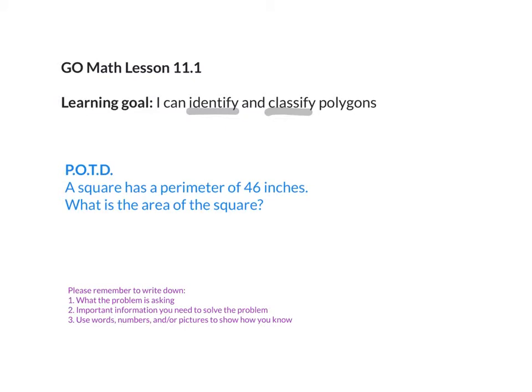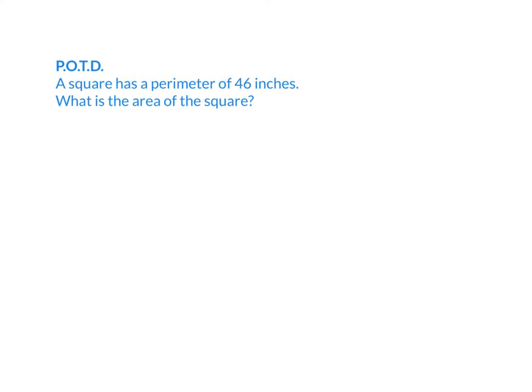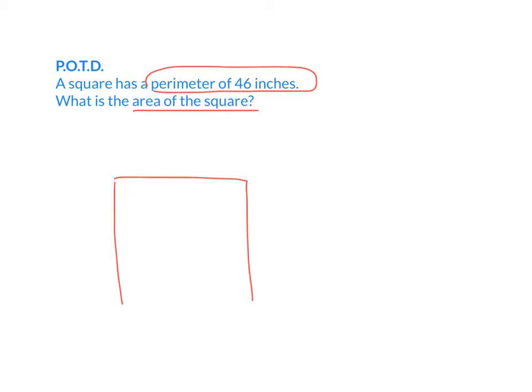This question, as we talked about, is very similar to what you saw in your weekly check-in last week, and it will also be on your weekly check-in this week. We're being asked to find the area of the square. And we know that the perimeter is 46 inches. So if we draw a picture, a square would look like that. Yes? What do we need to know in order to find the area?